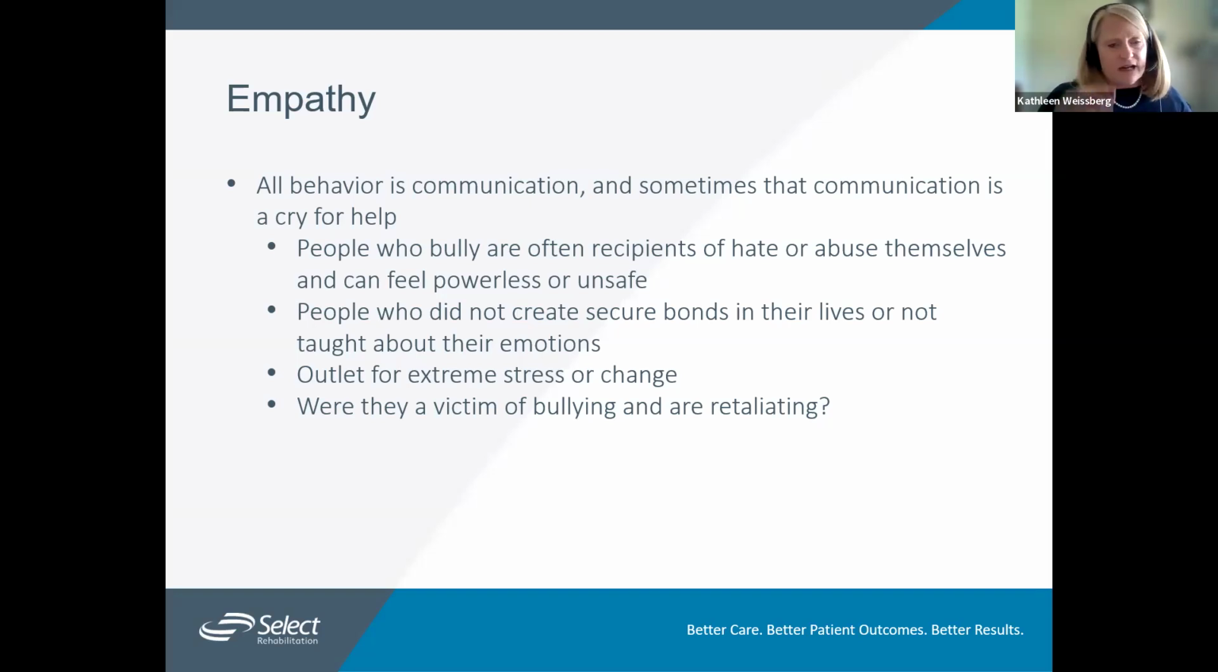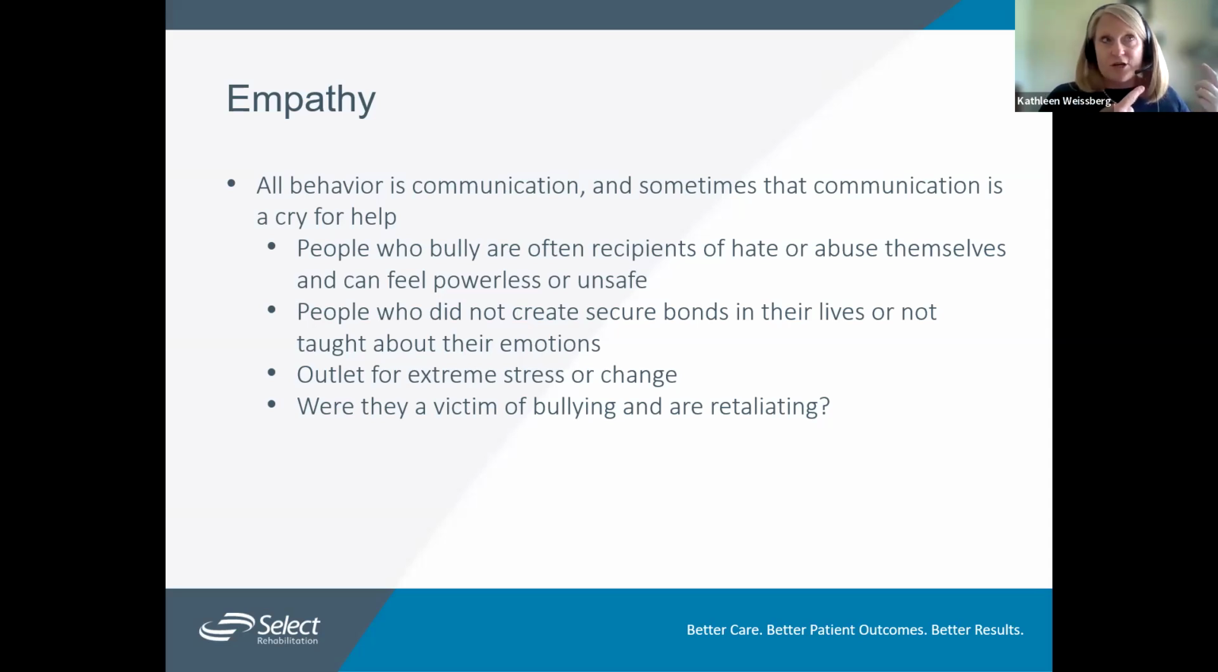And I think it's going to come up on another slide, but maybe they themselves have been the recipient of hate or abuse or something like that, where they felt powerless and now they are trying to make somebody else feel the same. So, can we uncover that and give them the help that they need versus allowing the bullying to continue? Maybe they didn't have secure bonds in their life. Maybe they weren't taught how to express their emotions.